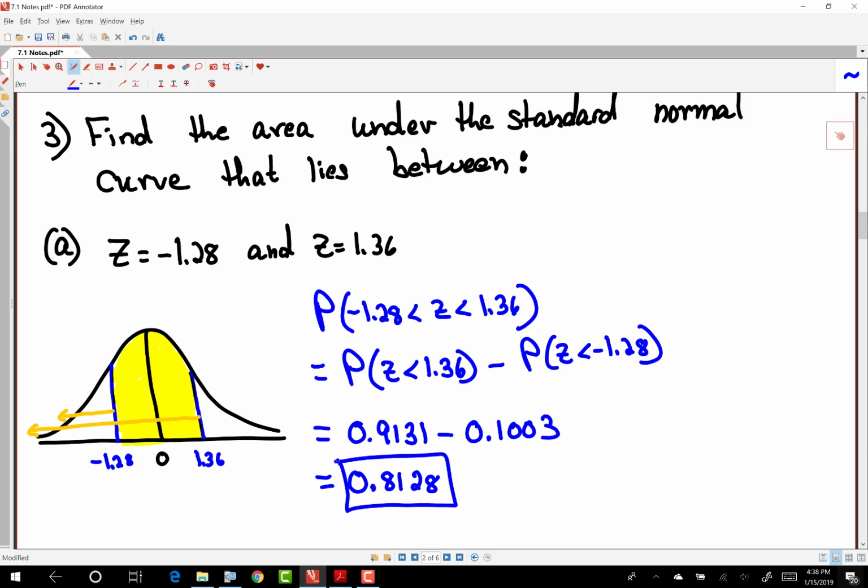So remember, when you find that area, it's equivalent to finding a probability. So if we were to randomly pick a z-score, the probability that it falls between negative 1.28 and positive 1.36 is about 81% probability. Let's do another one of those.